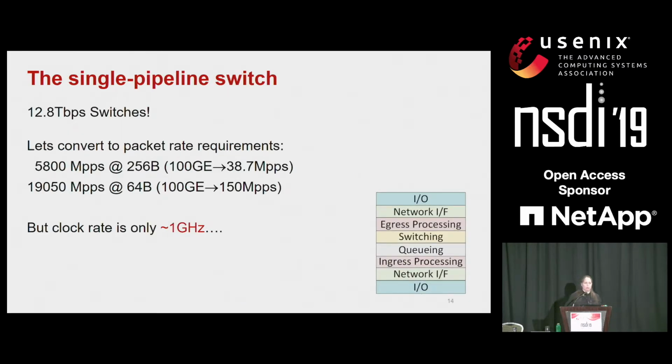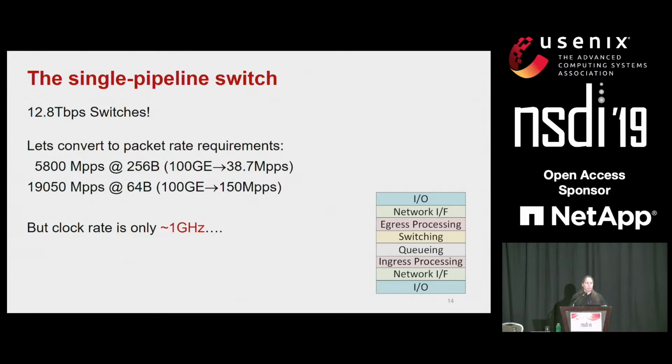Let's go back to our switch. We've got 12.8 terabit switches. Woohoo! What does it mean? How many packets per second do we need to support? If I'm talking about 256-byte packets, that's 5.8 billion packets every second. If I'm talking about 64-byte packets, that's over 19 billion packets every second.